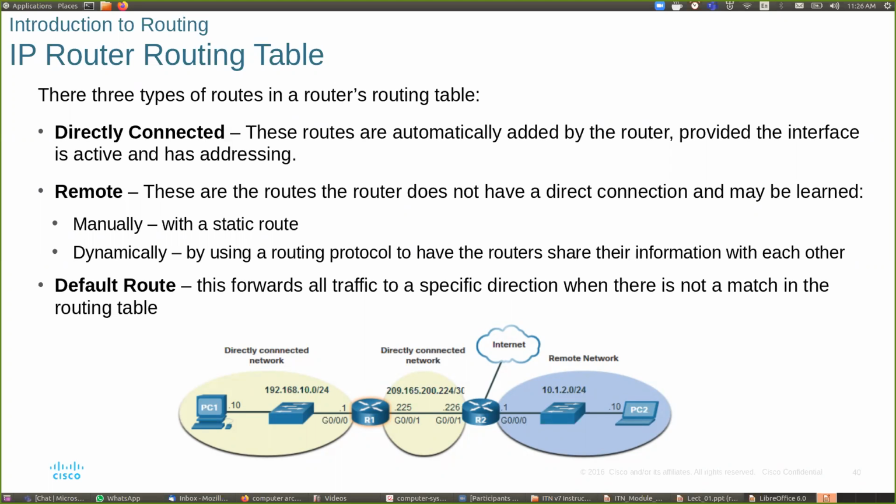You have another one, remote ones. There are 2 types of remotes. That is one that is learned manually with a static route, and the other one that is learned dynamically using routing protocols. Okay, the last one is a default route. This forwards all traffic in a specific direction when there is no match in the routing table. In the default route, if a router cannot find a match in its routing table, the router is going to use the default route. Okay.